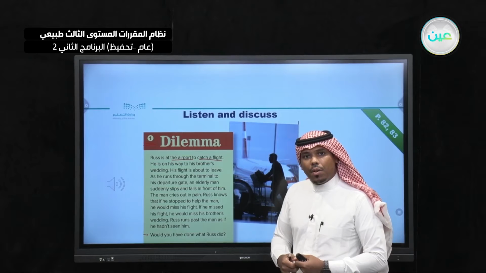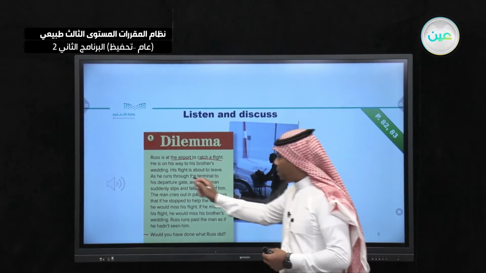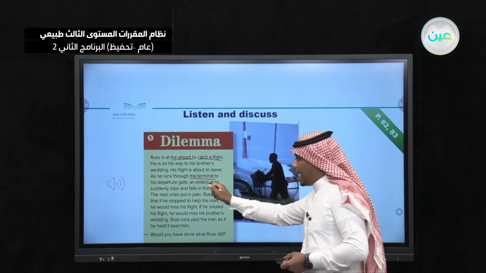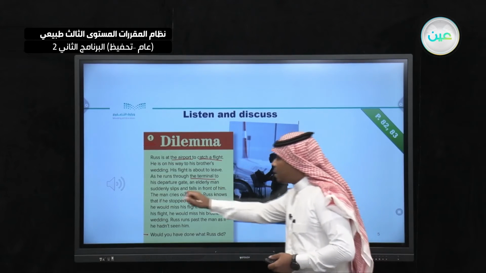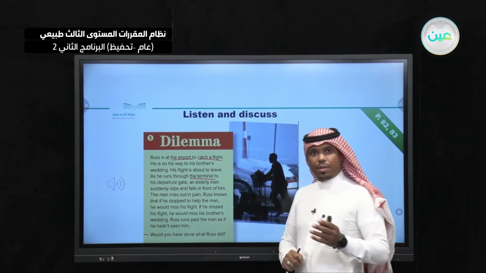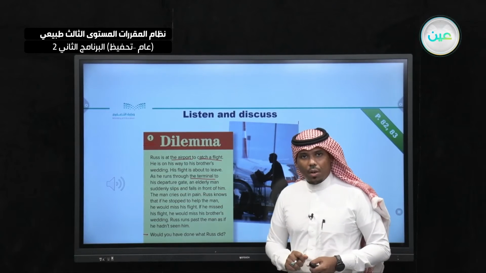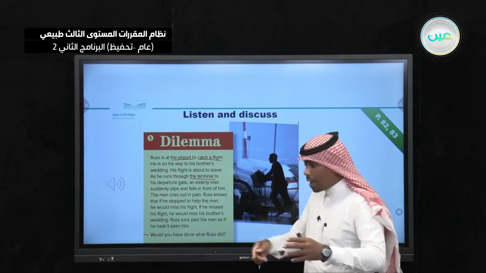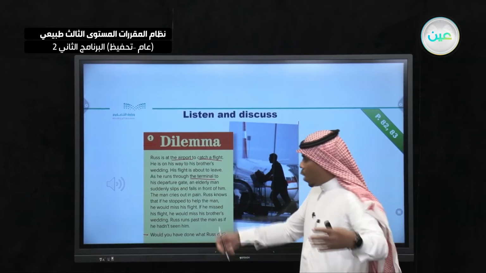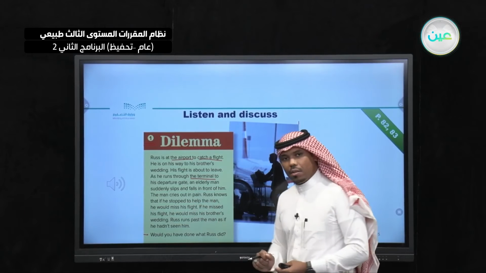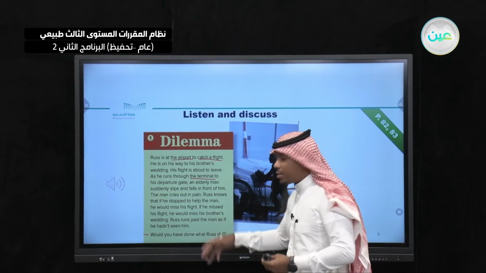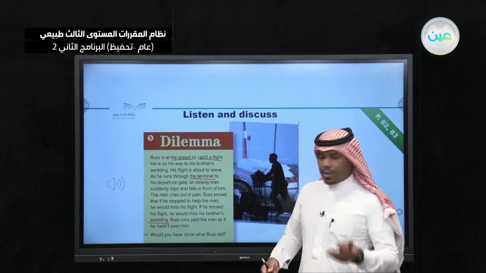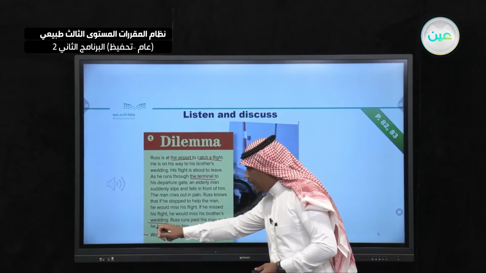What happened here? While he was in the terminal, his flight is about to leave, as he runs through the terminal to his departure gate, an elderly man, an old man, suddenly slips and falls in front of Russ. What happened here? The man cries out in pain. Russ knows that if he stopped and helped this man, what will happen? He will be late, or he would miss his flight. And if he misses the flight, what will happen? He will also miss his brother's wedding. So Russ runs past the man as if he hadn't seen him.